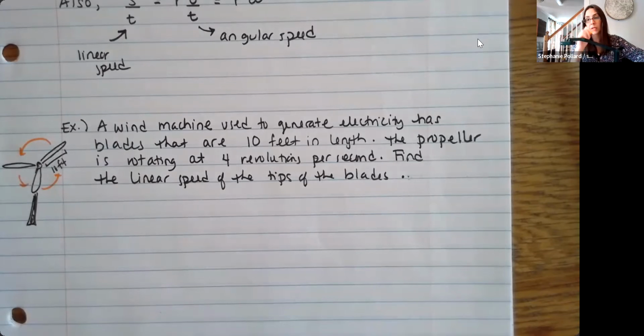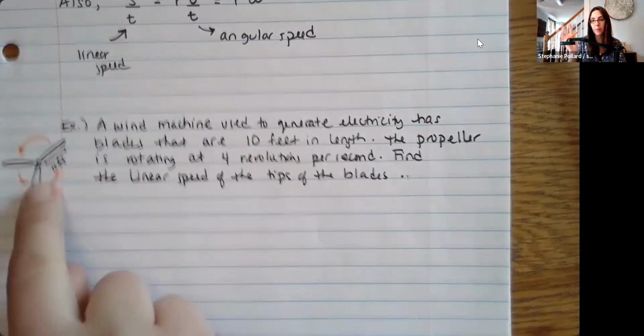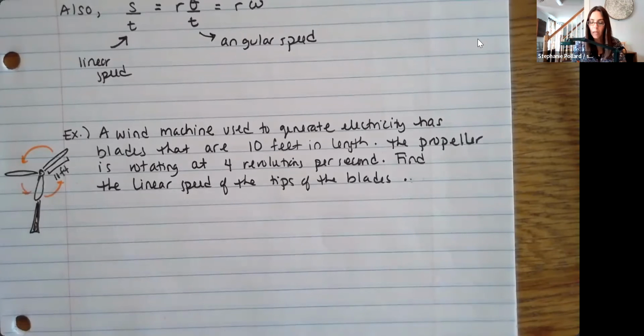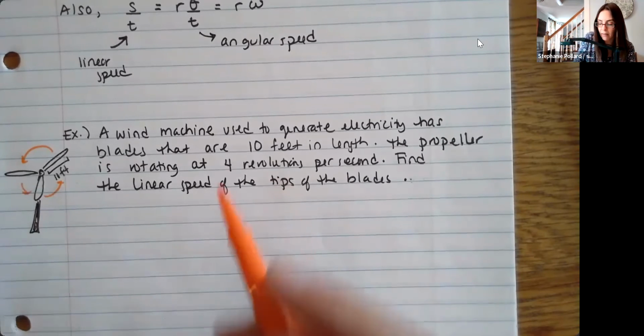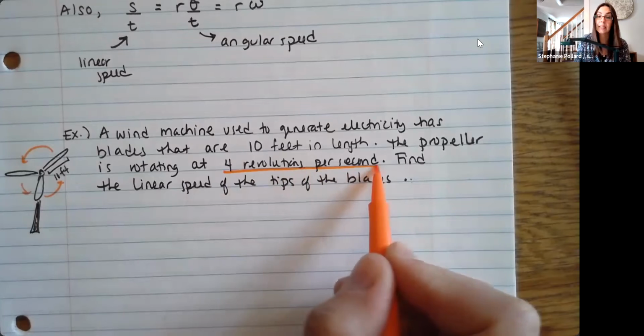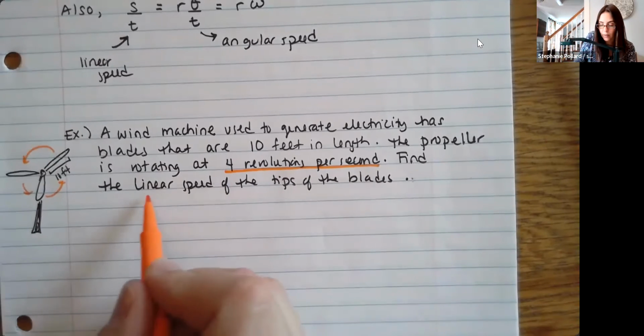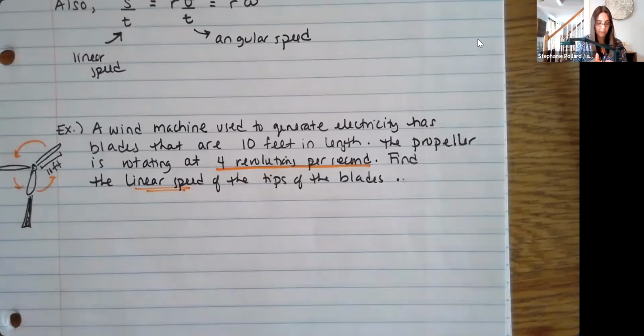So those blades are moving in a circular motion as they go around. And in this example, the blades are 10 feet long. The propeller is rotating at 4 revolutions per second. So it's going around 4 times per second. That's actually quite quick, so it must be a windy day. And in this case, we want to find the linear speed of the tips of the blade. So we're looking for the linear speed in this case.